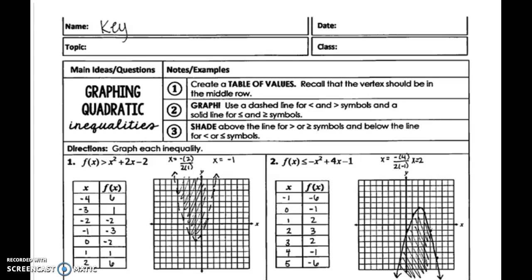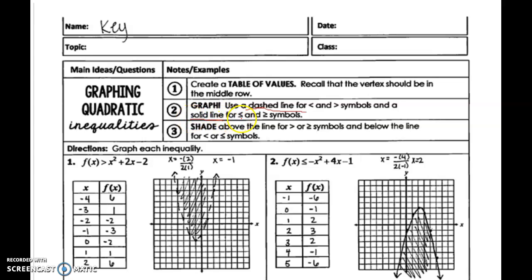The last bit I want to talk about is graphing quadratic inequalities. So these inequalities, the same idea, we find our table of values, we find our axis of symmetry, and it's always going to be in the middle row. When I know what that axis of symmetry is, I plug it in to find my vertex. Now the only thing is inequalities. I need to graph using a dashed line for less than or greater than, or a solid line for the parabola for the u.